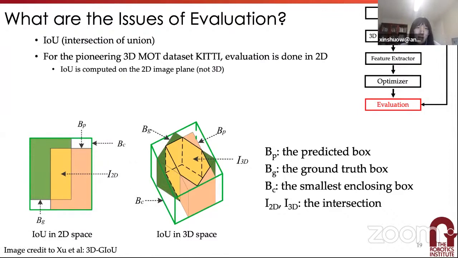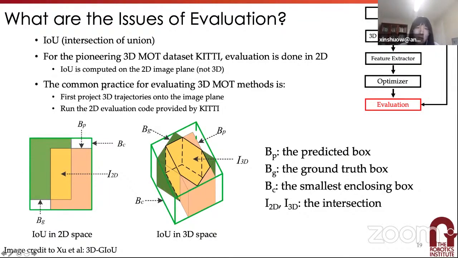However, for the pioneering 3D MOT dataset, KITTI, the evaluation is performed on the 2D image plane, which means that IOU is computed on the image plane instead of in 3D space. So if you work on a 3D MOT system and you want to evaluate on the KITTI dataset, the common practice would be to first project the 3D trajectory onto the image plane, and then run the evaluation code provided by KITTI, which of course will give you the 2D MOT result, not 3D.